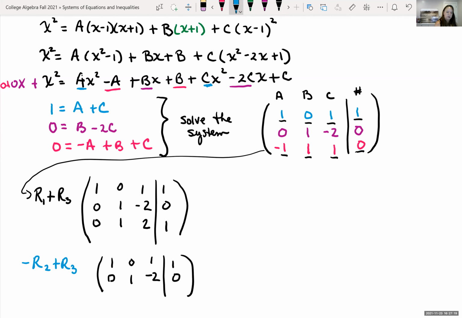Our new row 3. So 1 plus 0 is 0. Oops, sorry. First of all, 1 plus 0 is not 0. Oh my goodness. Negative row 2. So negative 0 plus 0 is 0. Negative 1 plus 1 is 0. A negative times a negative 2, that's 2 plus 2, that gives us 4. And then we have 0 plus 1 is 1.